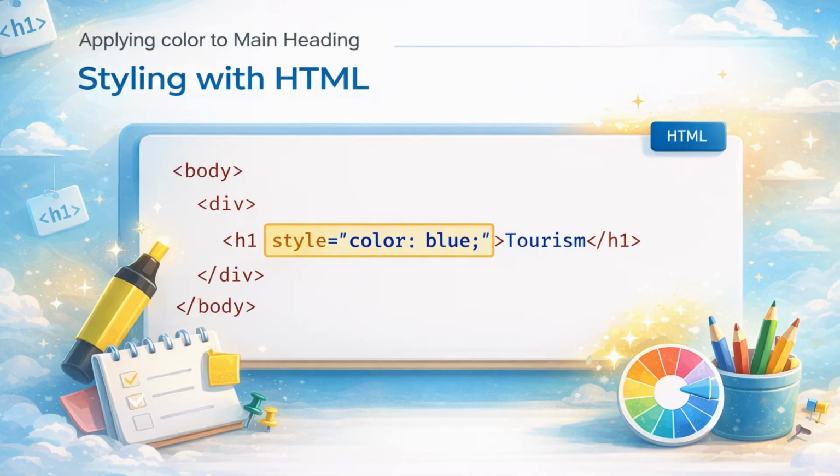In this example, we are applying color directly to a heading using something called the style attribute. Inside the h1 tag, you can see this code, style equals color: blue. So what does this mean? It means we are telling the browser, hey, display this heading text in blue color. The word Tourism here becomes blue instantly. That's the magic of inline styling.